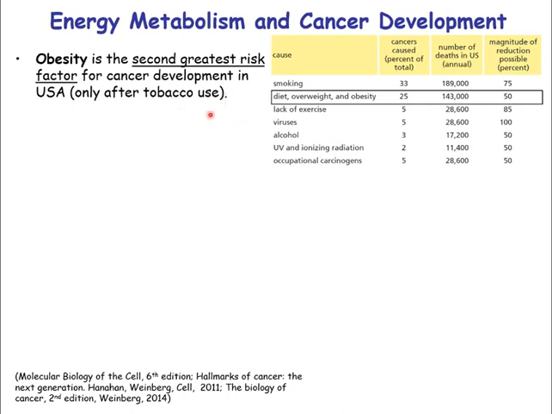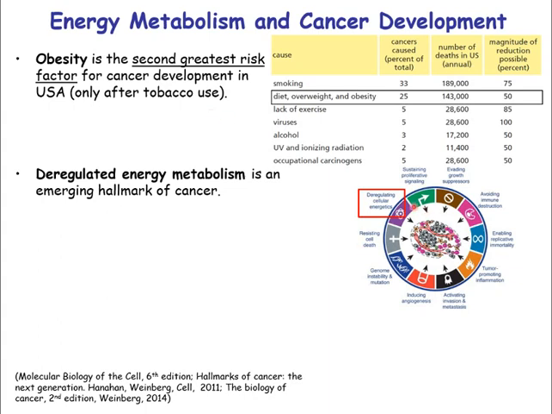And it has been estimated that in this country each year about 80,000 cancer-associated deaths can be prevented if all of us can maintain our BMI within 25. So if we can have a healthful lifestyle, that can significantly decrease the cancer incidence. But also in the last few years, it has been more and more appreciated that deregulated energy metabolism plays a very fundamental role in cancer biology. Indeed, this has been included as a new hallmark of cancer.